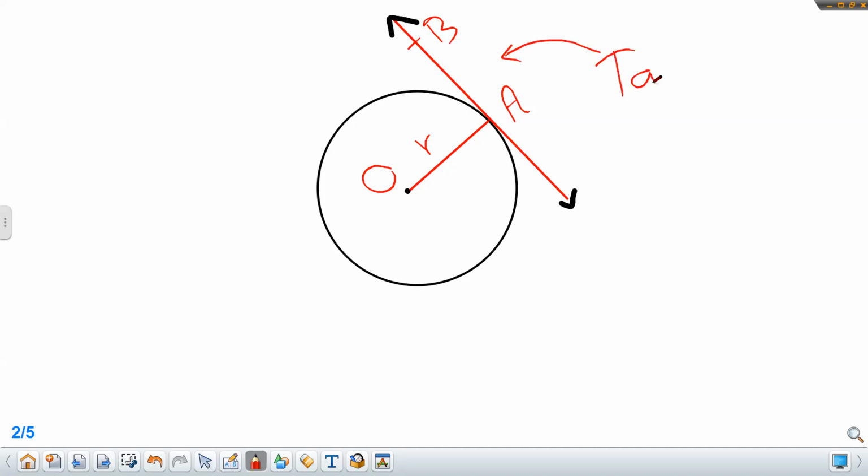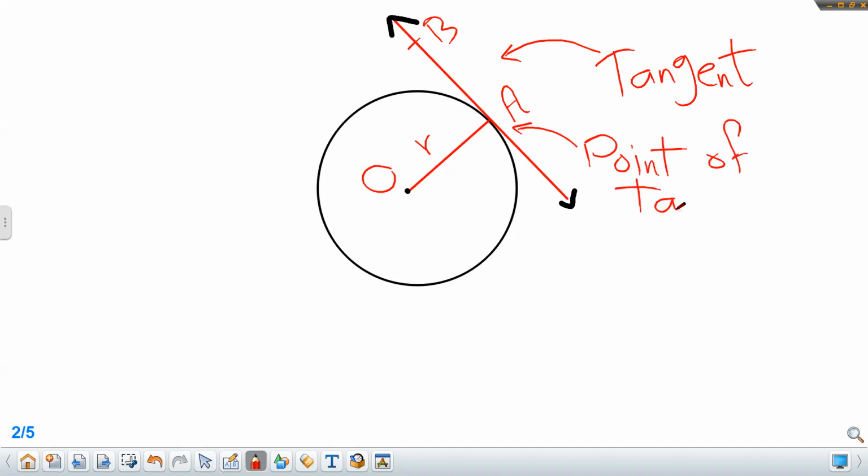What's the meaning of tangent? A tangent is a straight line which touches the circle at a point. So AB is called a tangent. This is number one. Number two, here you notice that AB is a tangent, touching the circle at point A and meeting the radius at the same point A. So point A is called the point of tangency.